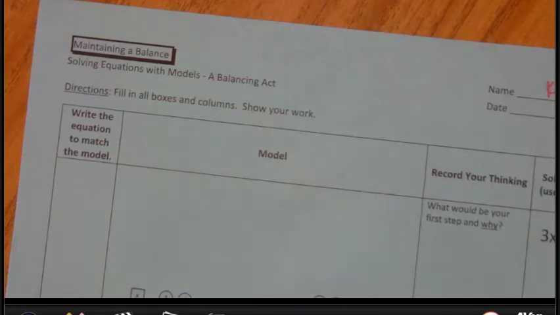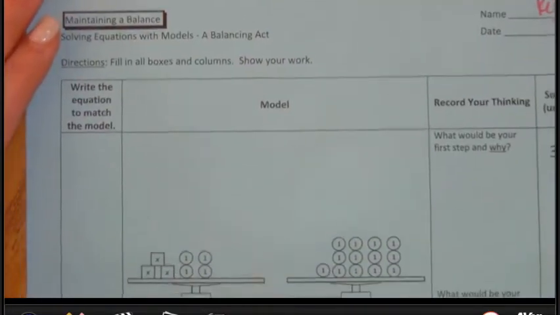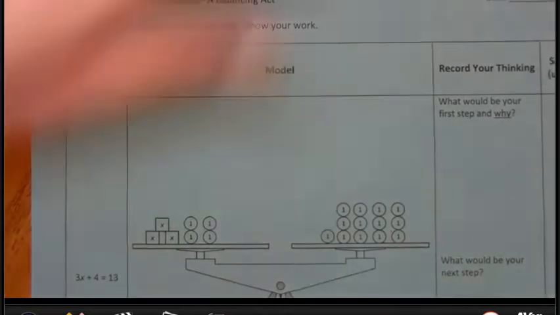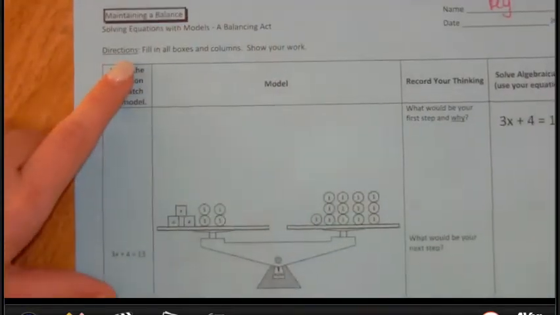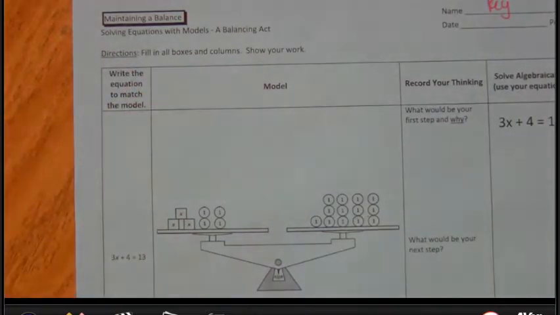Right, guys, if you would please grab out your worksheet that looks kind of like this, where it needs to be turned over to landscape, of solving equations with models, a balancing act. Okay, so here we go. Directions: fill in all boxes and columns and show your work.